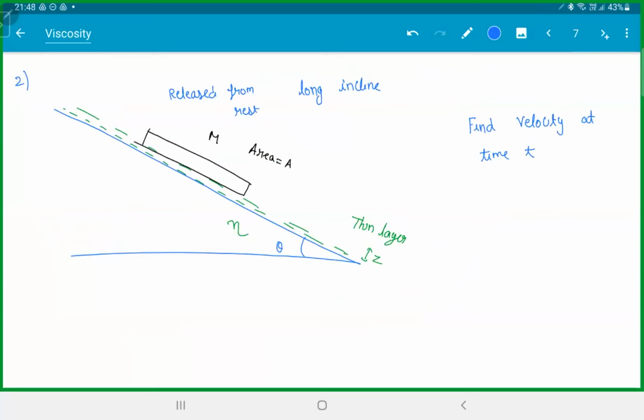How do you do this thing, everyone? Try, it's a good one. Little integration is there. First draw the FBD, from there you'll get it. How do we approach this?